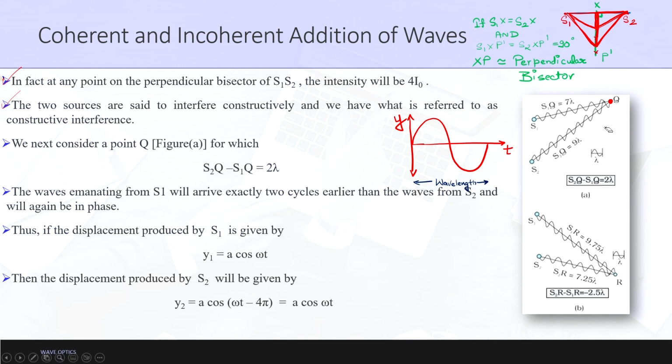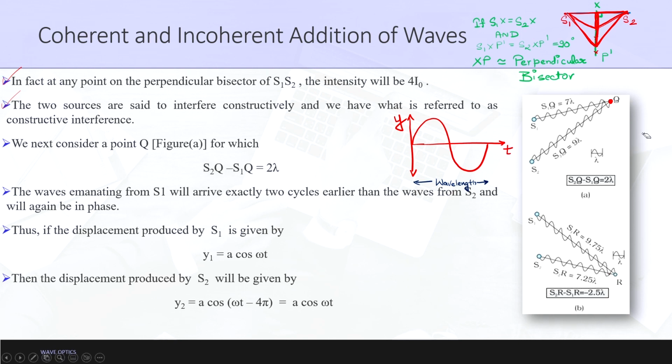Let us suppose, just for an example, as it is written here, that S1Q is 7 lambda, and let us suppose that S2Q is equal to 9 lambda. So, it is quite evident that S2Q minus S1Q is 9 lambda minus 7 lambda, which is equal to 2 lambda. Now what does point Q explain?